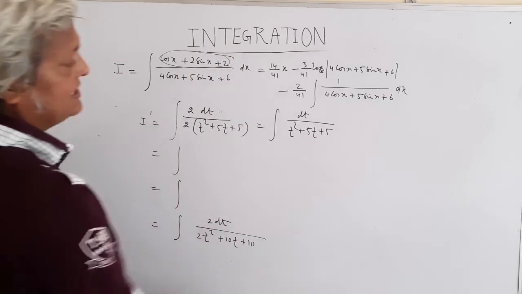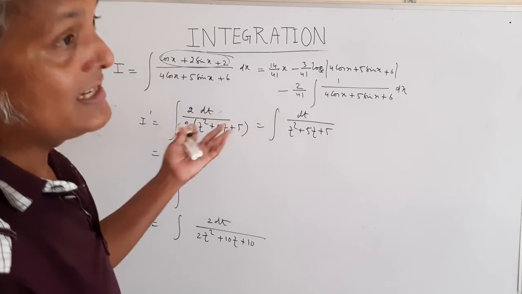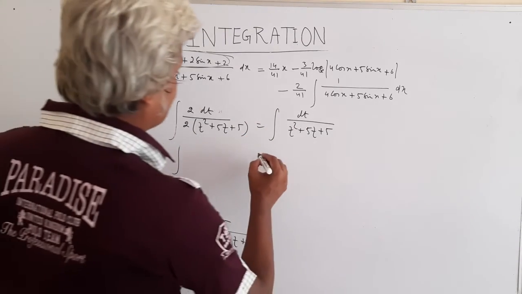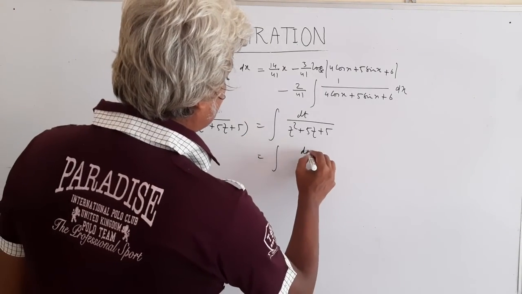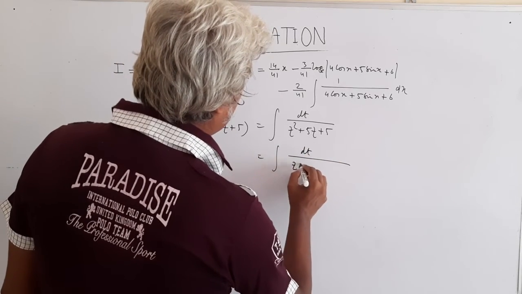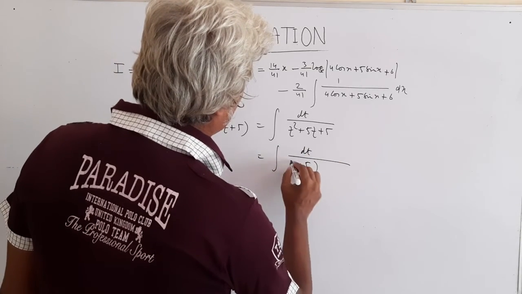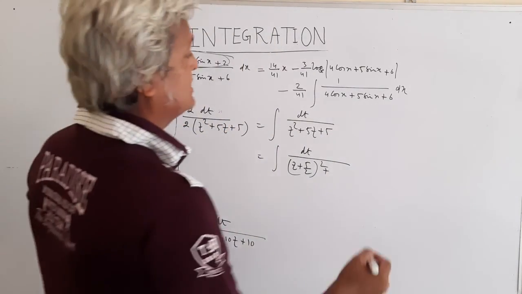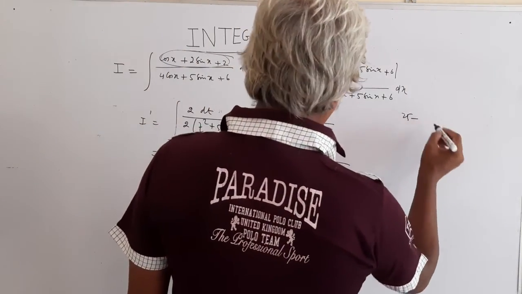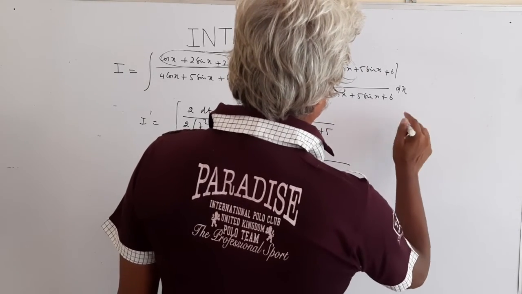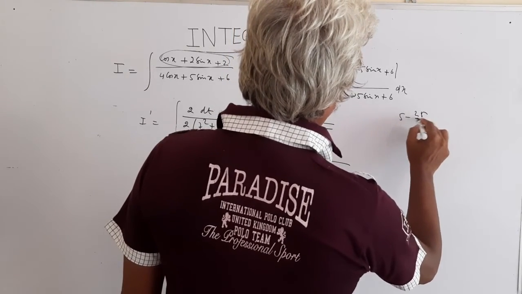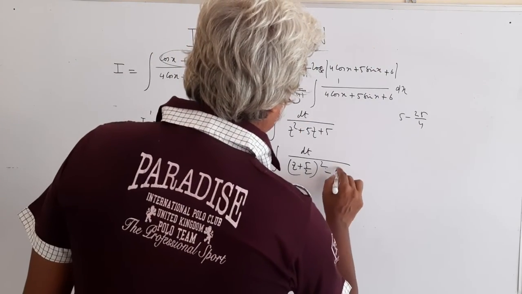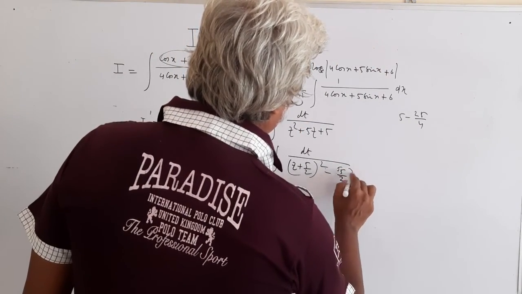Now we have to express this in the standard quadratic form, so I have to express this as the sum or difference of two perfect squares. So you can write this as t plus 5 by 2 whole square, and then whatever is left: 5 minus 25 by 4, that is minus 5 by 4, which I can write as minus root 5 by 2 whole square.